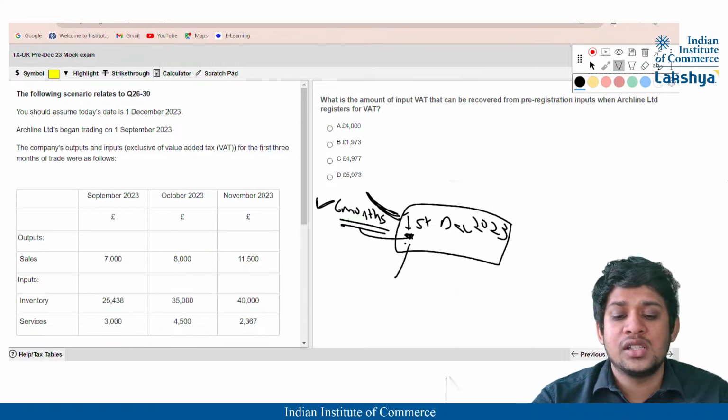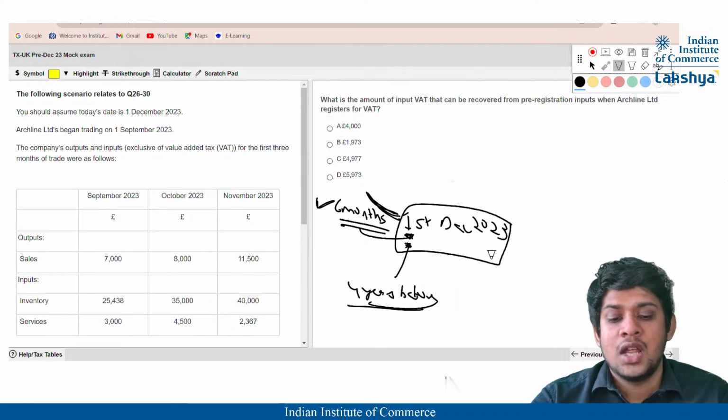Okay, and any goods that I have purchased 4 years before being registered to VAT, the input VAT that I have paid on them will also be recoverable because I am registered on 1st December 2023. 4 years before that, any goods purchased, and 6 months before that, any services provided.